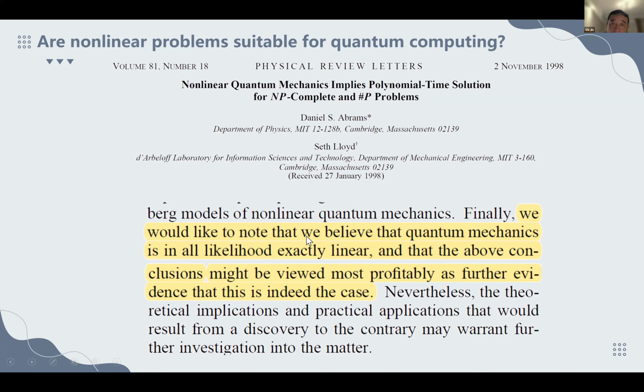He said, finally, we would like to note that we believe that quantum mechanics is in all likelihood exactly linear, and that the above conclusions of this paper might be viewed most profitably as further evidence that this is indeed the case. So essentially, he said quantum mechanics can only solve linear problems, and this paper still confirms that. He said, nevertheless, the theoretical implications and practical applications that would result from a discovery to the contrary may warrant further investigation into this matter. So we need further work to see whether we can solve a nonlinear problem.